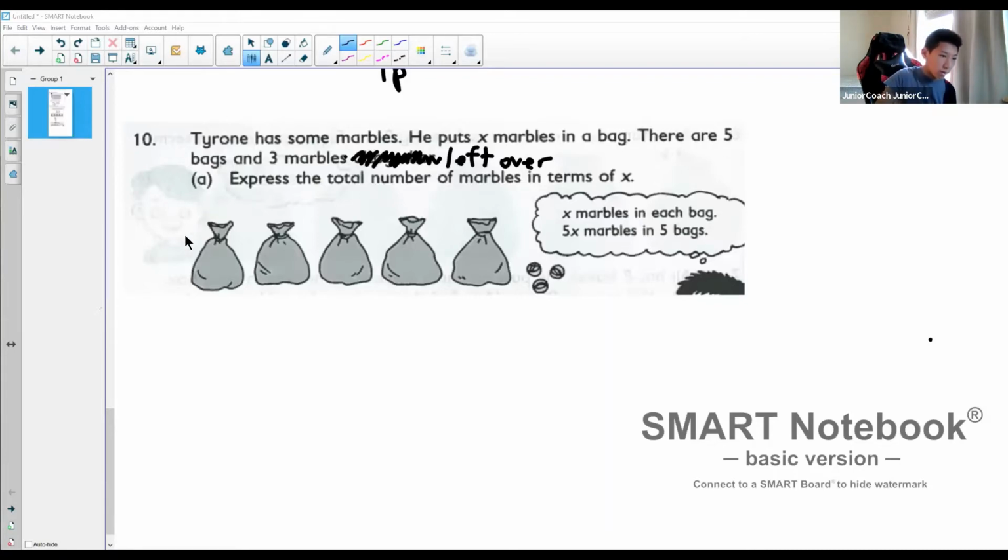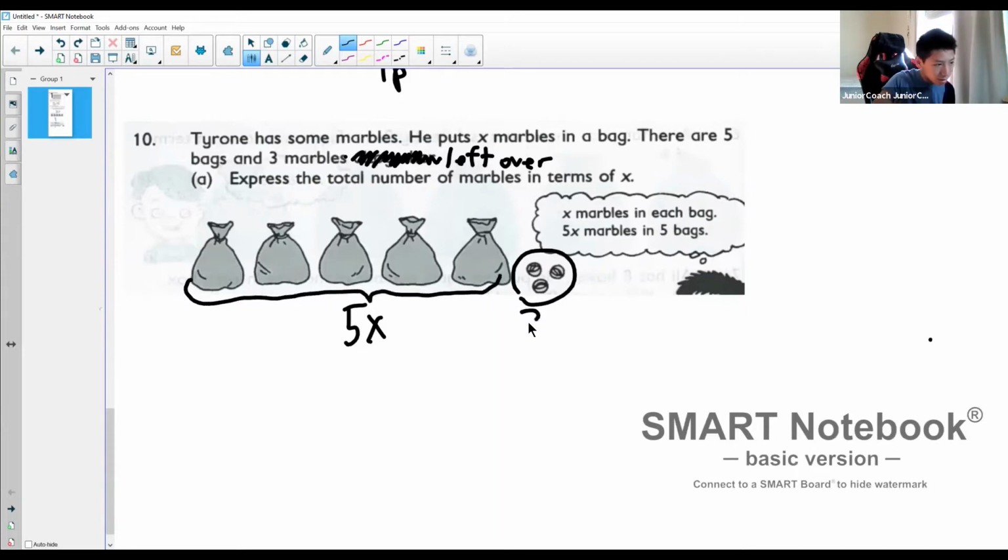Okay, so the amount of marbles in the bags is indeed 5x, okay? So we seem to have people who have figured that out. However, we also have to account for these marbles, right? So 5x is all of these, but we also have 3 here. So it's 5x plus 3. That would be our answer, okay?